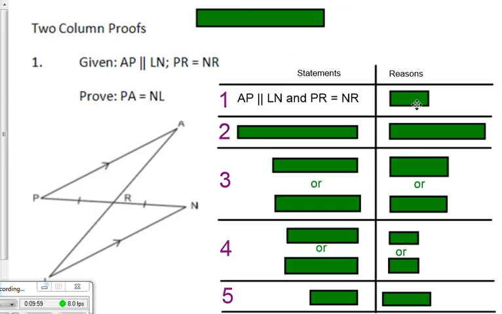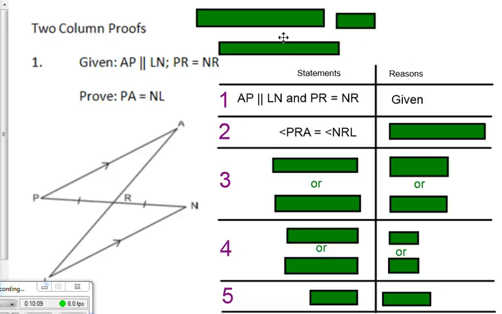So our statements, we always start off with what is given, and the reason why it works is because it was the given information. Okay? From there, the first thing that we can say is that angle PRA, so from P to R to A, so I'm going to draw in this angle, it's the same as N to R to L. So it's the same as this angle.